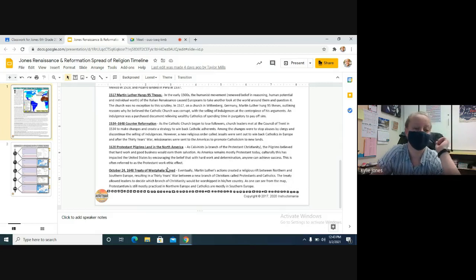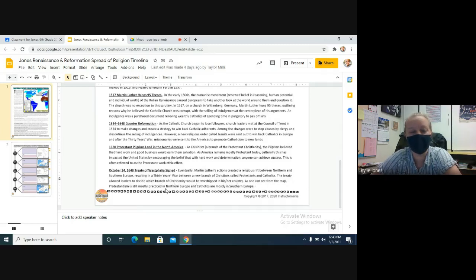Last section, October 24th, 1648, the Treaty of Westphalia was signed. Eventually, Martin Luther's actions created a religious rift between Northern and Southern Europe, resulting in a Thirty Years' War between a new branch of Christians called Protestants and Catholics. The treaty allowed leaders to decide which branch of Christianity would be worshipped in their country.